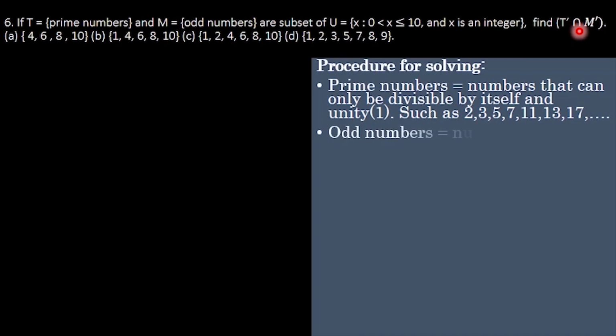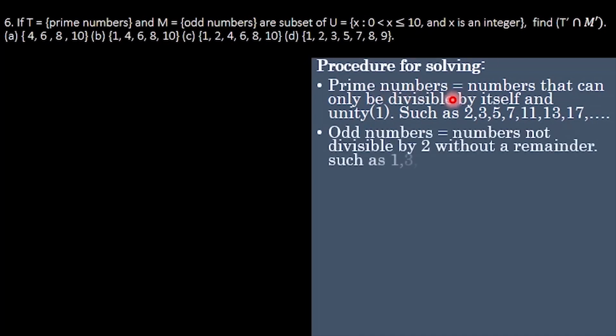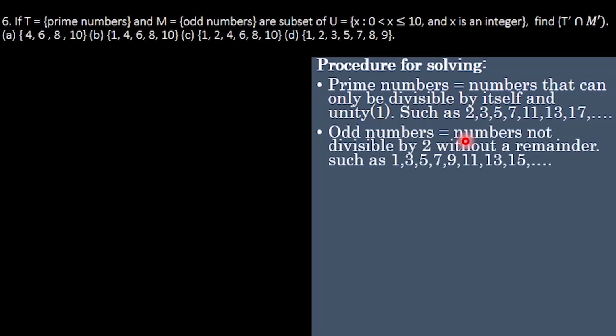Procedure for solving this: prime numbers are numbers that can only be divisible by itself and 1, and the set t represents prime numbers. Odd numbers are numbers not divisible by 2 without a remainder, such as 1, 3, 5, 7, and so forth. And set m represents odd numbers.